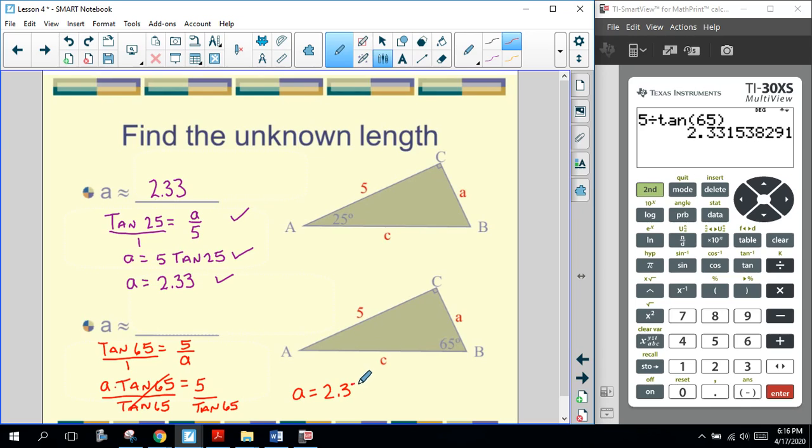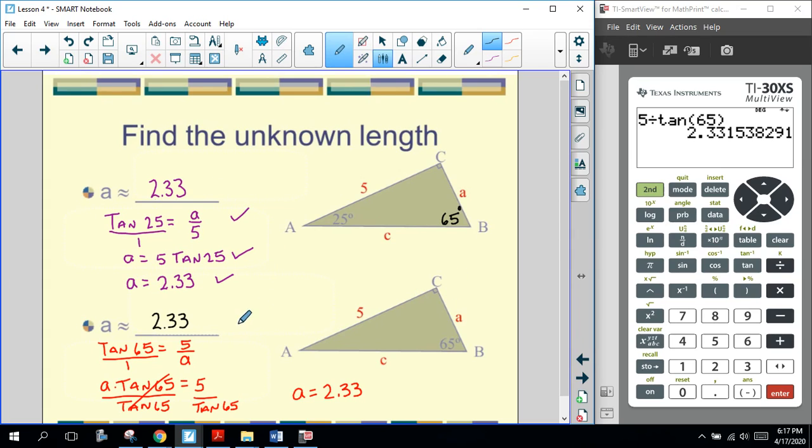Why did we get the same answer? Well, here's why we got the same answer. Because I gave you the exact same triangle twice. I should get the same answer. If I looked at this triangle here, if this is 65, wouldn't this acute angle here have to be 25, or if that's 25, wouldn't this acute angle here have to be 65? Certainly. So really, this is the same triangle twice. I just found that exact same side length of A 2 different ways.